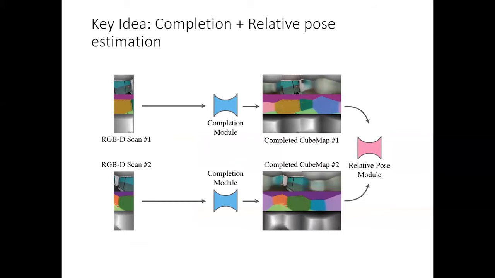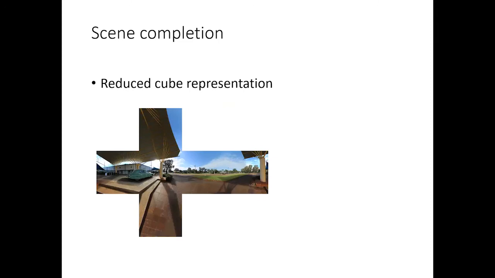Given the completed scenes, they overlap, right? So then we're going to solve this kind of relative pose estimation. I will talk about two important issues here. One is how to do the completion. The second one is how to solve this kind of relative pose estimation. For scene completion, we utilize the so-called reduced cube representation.